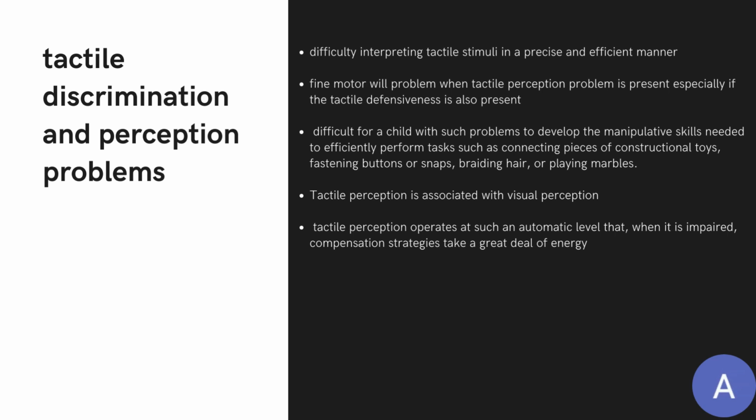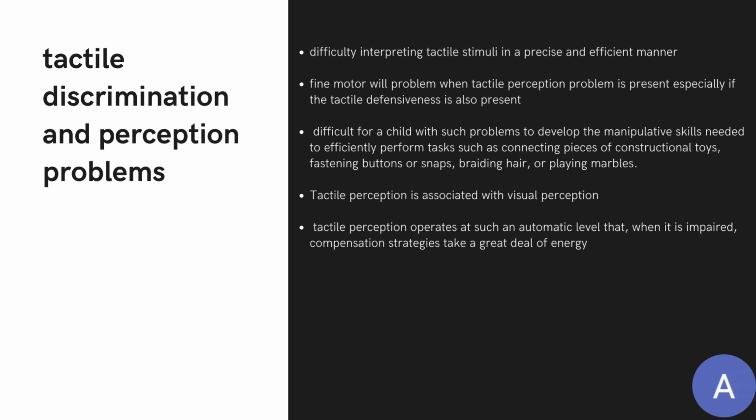The tactile system is a critical modality for learning during infancy and early childhood. Tactile exploration using the hands and mouth is particularly important. If tactile perception is inaccurate, the child is disadvantaged in learning about different varieties of objects and substances. It may be difficult for a child with such a problem to develop the manipulative skills needed to efficiently perform tasks such as connecting pieces of constructional toys, fastening buttons or snaps, braiding hair, or playing marbles.